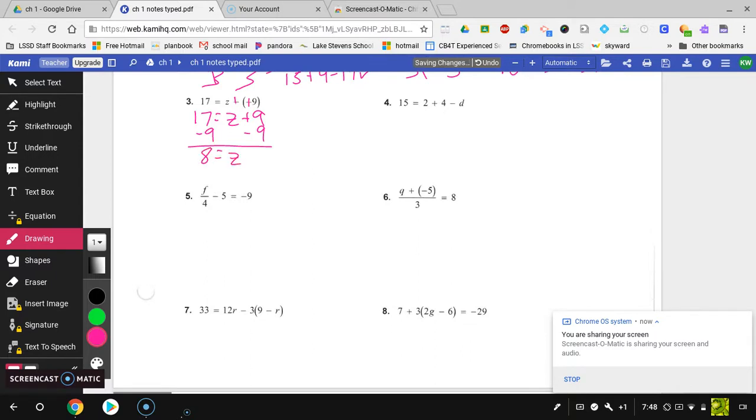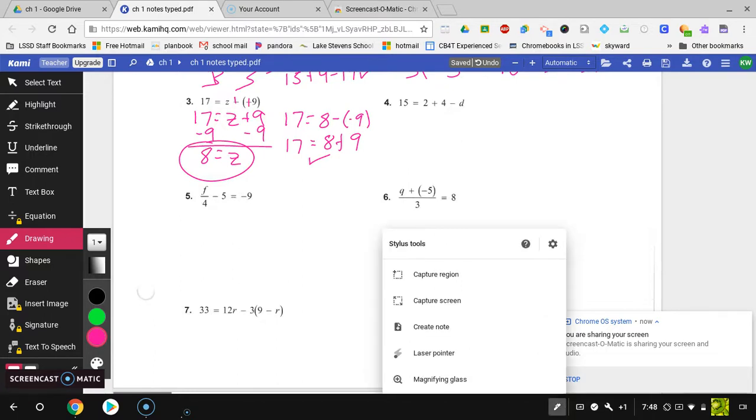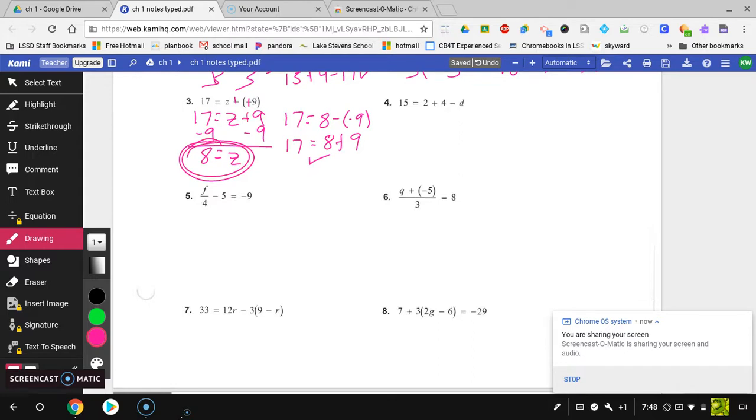We can plug that answer back in and make sure it works. So I get 17 is equal to 8 minus a negative 9. 8 minus a negative 9 is the same thing as 8 plus a positive 9, which is in fact 17. So we get z is equal to 8 for our answer. Remember, it's okay to write it as the 8 equals z that I have written here. Or we can write it the other way as z is equal to 8. It doesn't matter which one you have on which side.